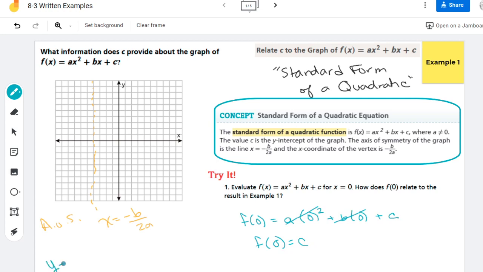That means that your y-intercept value is equal to whatever your c is. So it's going to move up and down on the graph, just wherever c happens to fall. And so you can then reflect it across your axis of symmetry and draw your parabola.